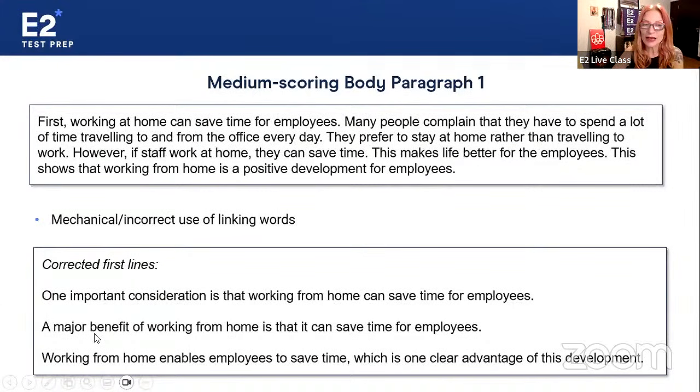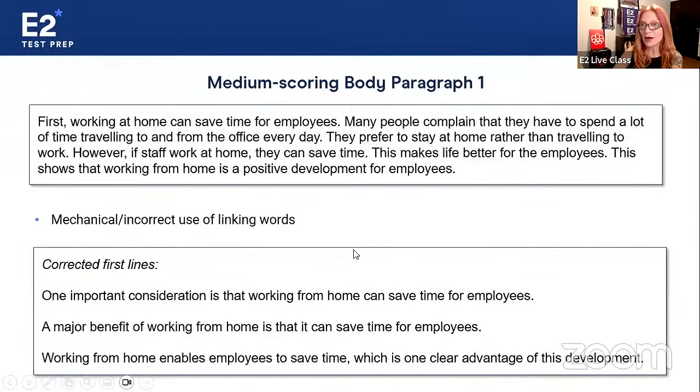Or you can also say a major benefit. So instead of saying first, a major benefit, so that's excellent. Or you can start with a participle. Working from home enables employees to save time, which is one clear advantage of this development. So kind of like a sentence inversion here. So instead of saying, oh, this is an advantage because of this, no, this leads to this. So that's excellent too.